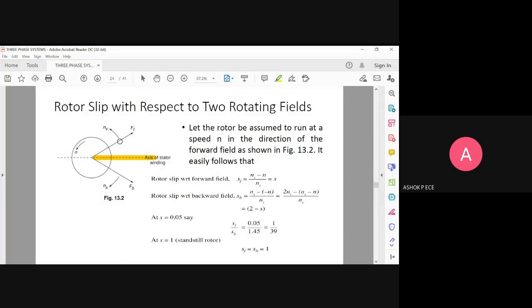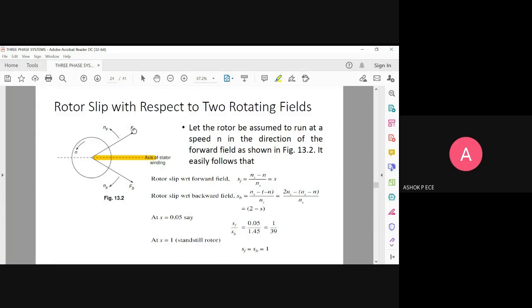So forward field will rotate in anti-clockwise, backward field will rotate in clockwise, and effectively rotor will be running in anti-clockwise only. And forward field and backward field will be rotating at the same speed, ns. Ns is going to be the synchronous speed, which you already know, and rotor will have a speed of n. So definitely ns and n will not be same. So definitely you will have what is called as your slip. So here you will have two slips, one for forward field and one for backward field.